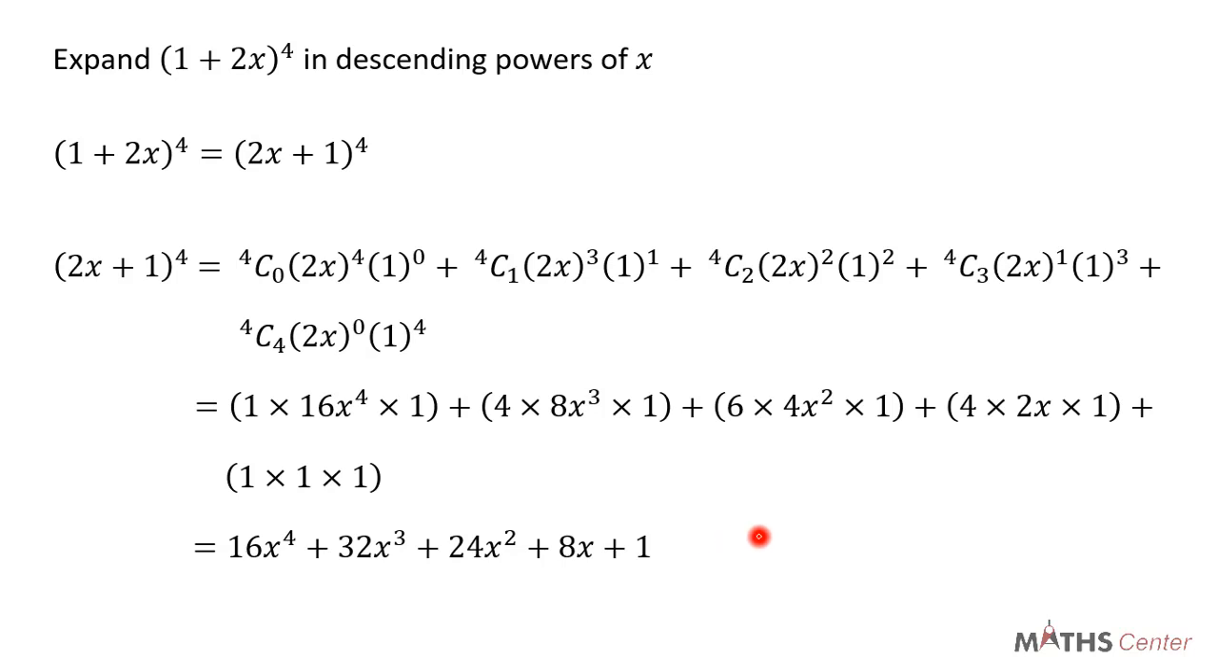Once again, if the question does not tell you to write the expansion in ascending or descending powers of a particular variable, you don't have to interchange the positions of the terms in the expansion. Here, if the question had just said expand 1 plus 2x exponent 4, we would have kept it as 1 plus 2x exponent 4. We only switched the positions of the terms because we wanted x in descending powers.